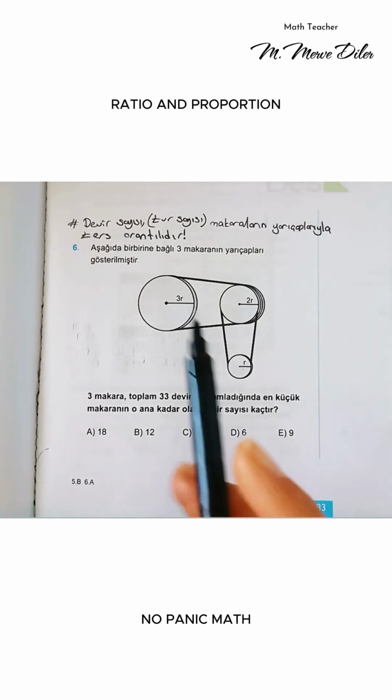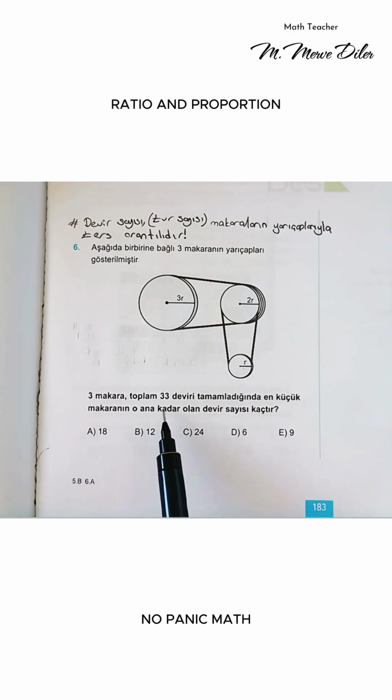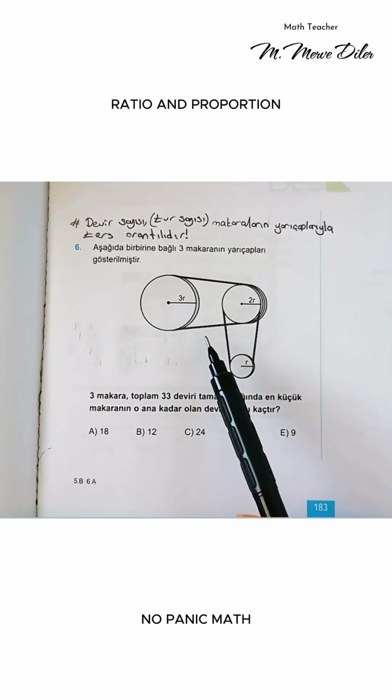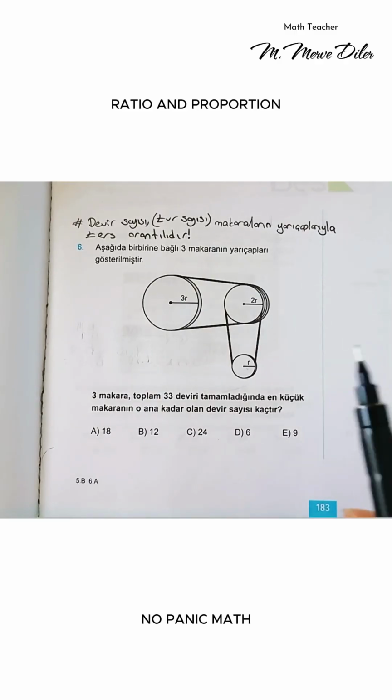Hello guys, below are shown the radii of 3 interconnected pulleys. It asks, when the 3 pulleys complete a total of 33 rotations, how many rotations has the smallest pulley made up to that point? Now the number of rotations or turns is inversely proportional to the radii of the pulleys. So, what do I mean by that?